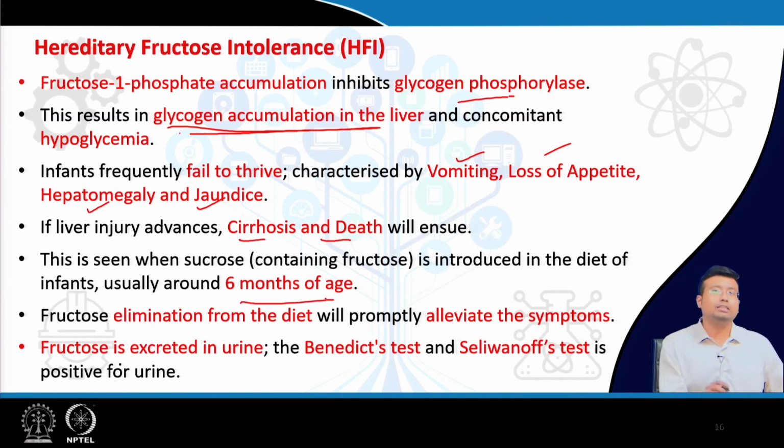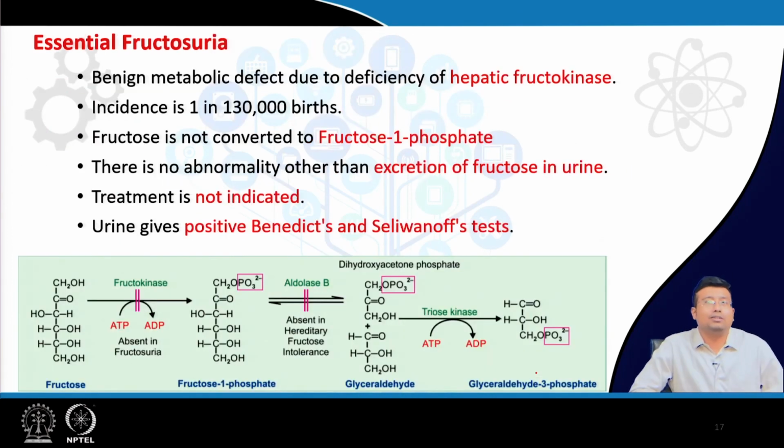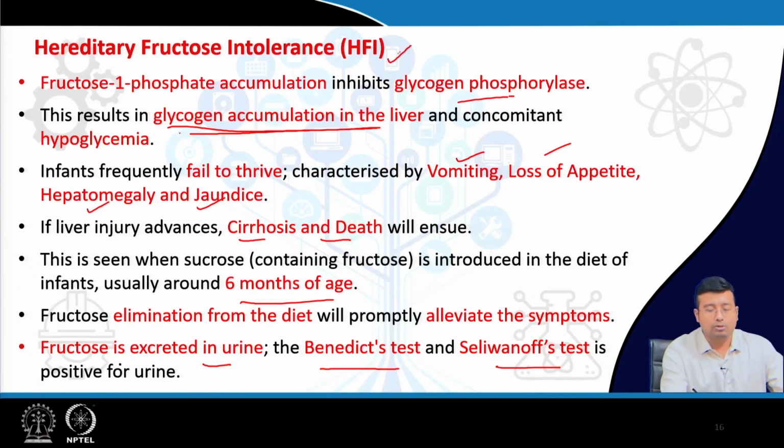So, what is the treatment? The treatment is elimination of all sources of fructose from the diet. We need to eliminate raw sugar and then there will be no problem. Fructose is excreted in urine, because excess fructose accumulates as fructose 1-phosphate is excessively formed, and after some time there is no need of conversion of fructose to fructose 1-phosphate. So, there will be fructose in urine, known as fructosuria, and this fructose is a reducing ketohexose. So, it will give a positive Benedict's test, which is a test for reducing substances. It will give a positive Selivanov's test, which is a test for ketose monosaccharides. Now, this is all about hereditary fructose intolerance.